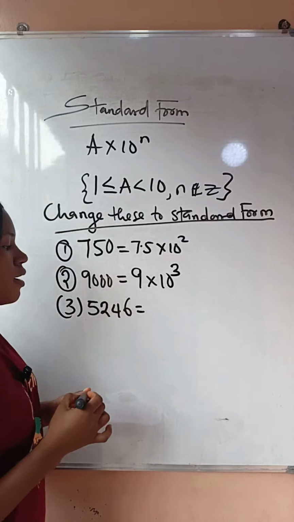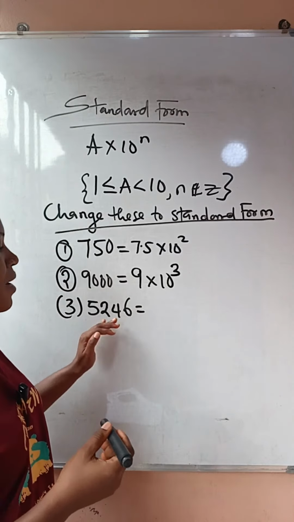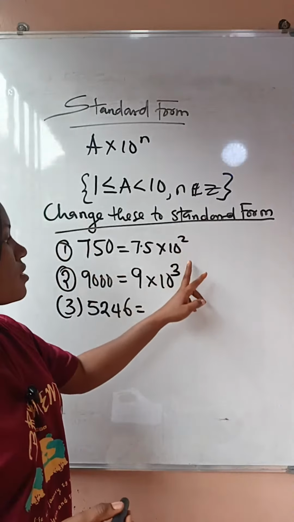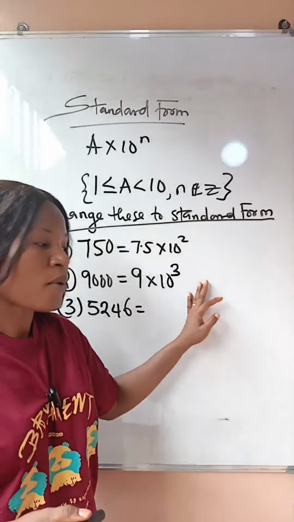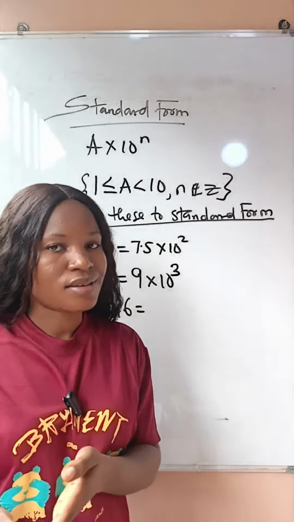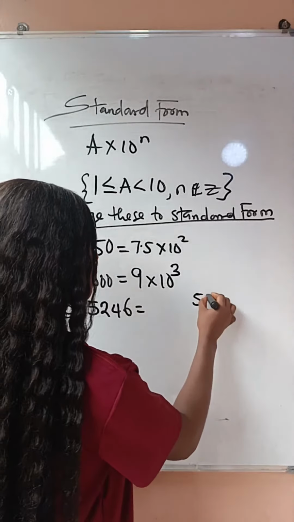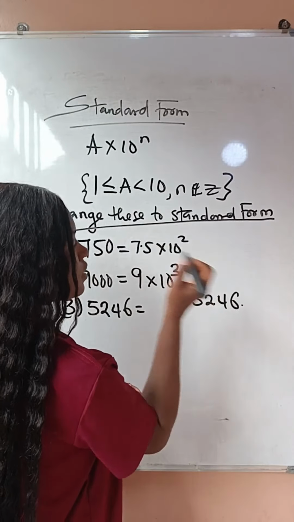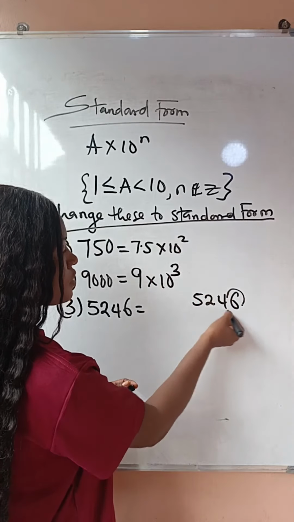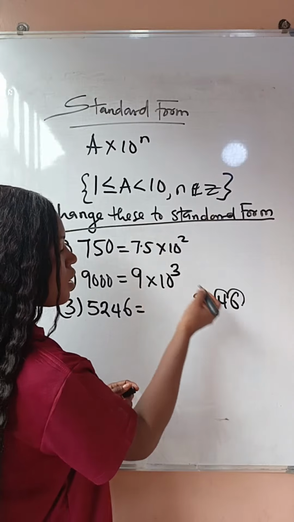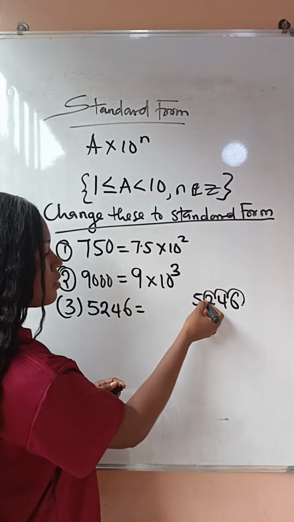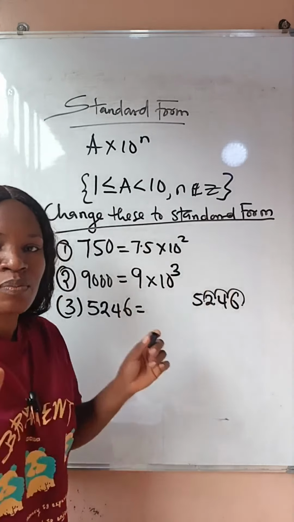5246. Now, for this, remember this is a whole number. This is still under whole number. We'll get to decimal. That is why you can see that their n is positive. All right. So 5246. Remember that your whole number, the decimal is at the end. So we move the first time, 1. No. We still have 524. We move the second time, 2. We still have 52.46. 52 is more than 10. So we go again. This time we have 5.2, which is perfect for our A.